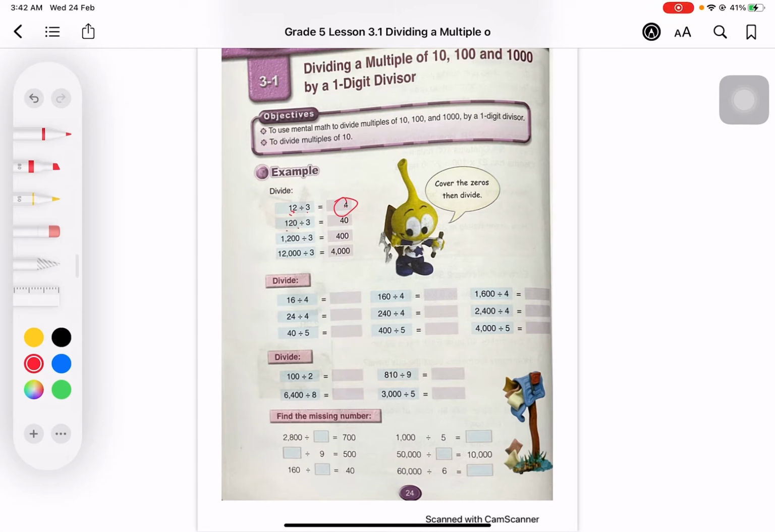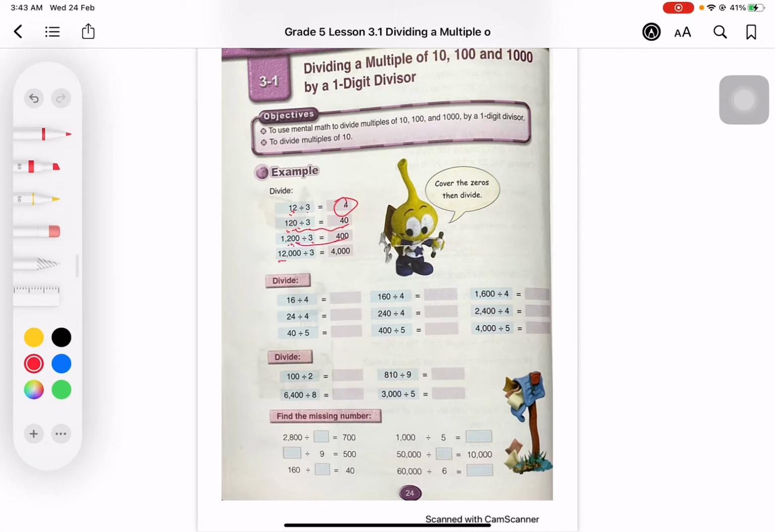Also, you look at the basic fact. My basic fact is 12. 12 divided 3, the answer is what? 4. Then you drop the 0 down. Then your dividend becomes 1200. Also, I will look only at the basic fact. 12 divided 3, the answer is 4, and you drop the 2 zeros.